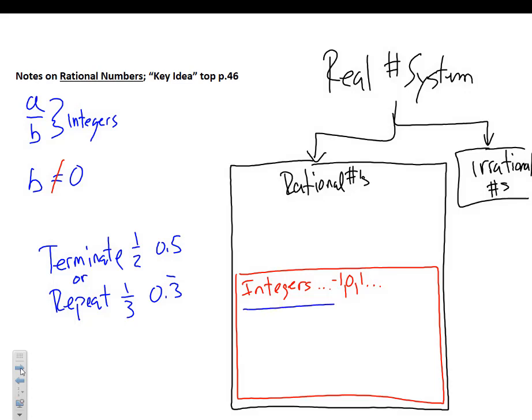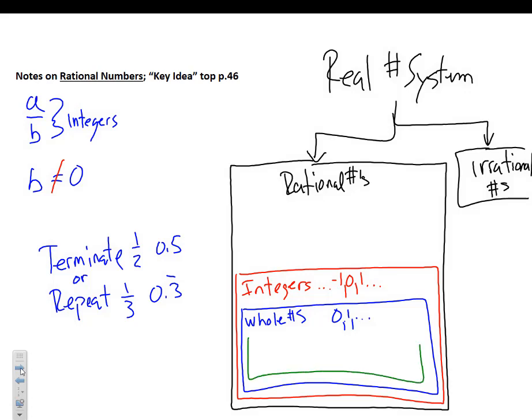Of course, inside our integers is our whole numbers. They started with 0 and then went infinitely in the positive direction. And then inside of our whole numbers, we have our natural or counting numbers. They don't have 0, they just start with 1, and they go infinitely in the positive direction. So our rational numbers, of course, can be written in the form of A over B, or they can be turned into a decimal, and they would either terminate or repeat.